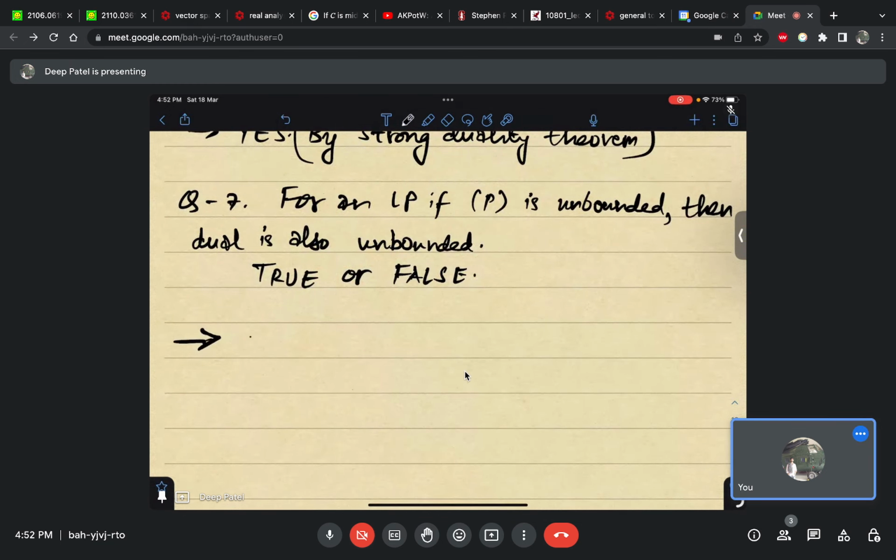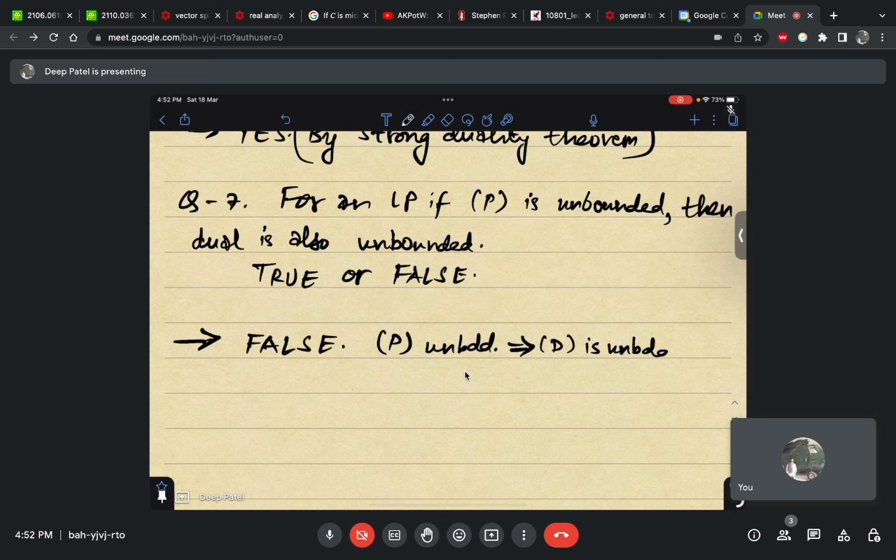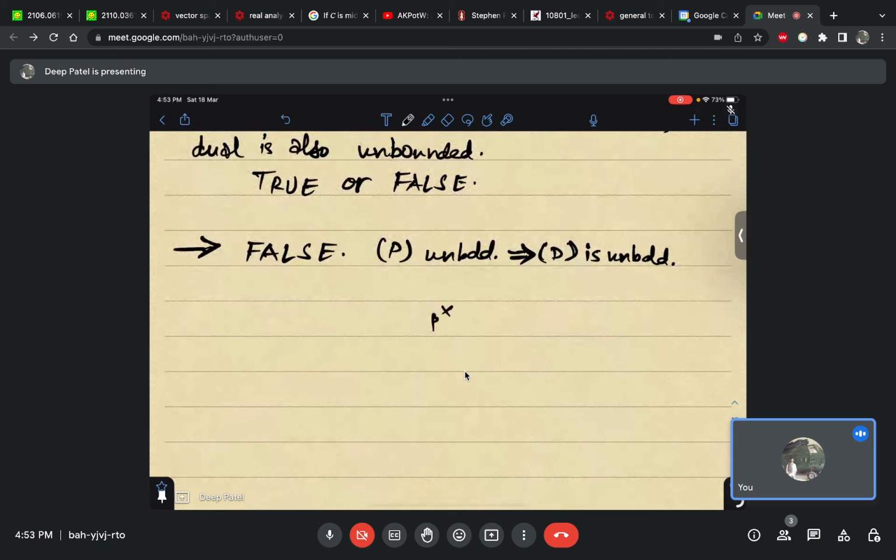But what should be the reasoning for this? When P is unbounded, it just tells us that the dual is infeasible. Right, it just follows from weak duality. It's like saying P star is greater than or equal to D star, where P star is the optimal value for my primal and D star is the optimal value for my dual. This is unbounded and this is just infeasible.